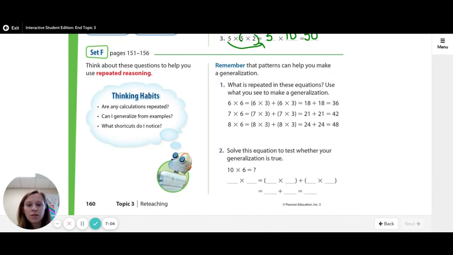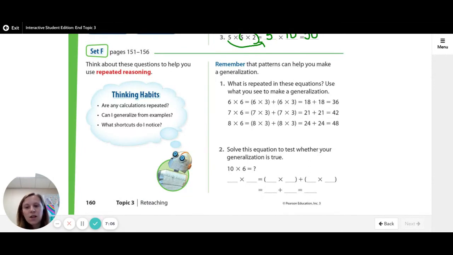Let's look at set F. This is our last one for today. Think about these questions to help you use repeated reasoning. So these are just helping us think through our problems. Are any calculations repeated? Can I generalize from examples? What shortcuts do I notice? So this is just about using our easier facts to solve the more difficult problems.